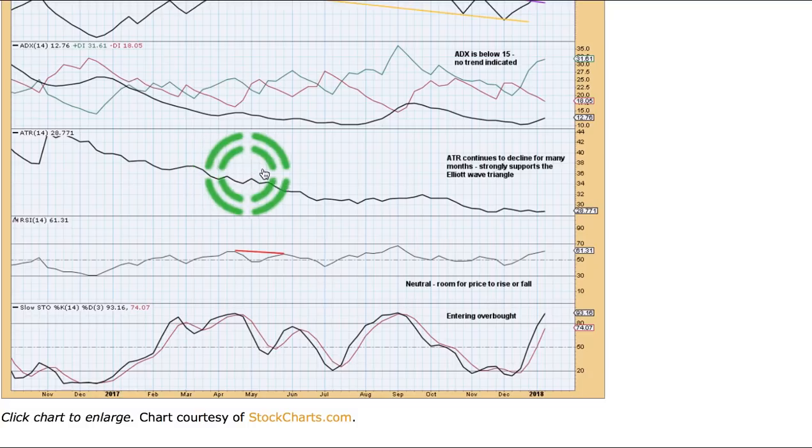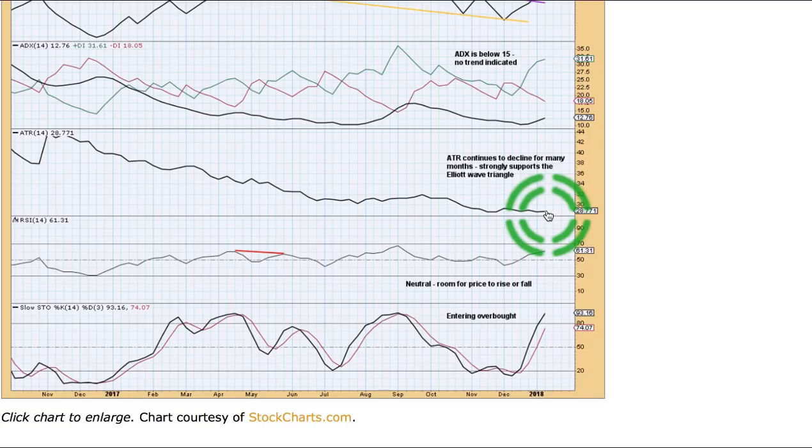ATR continues to decline and be very, very low for many, many months. This actually offers quite a lot of strong support to the Elliott wave triangle. It's exactly the kind of behaviour you'd expect to see as a very big triangle comes toward its conclusion.